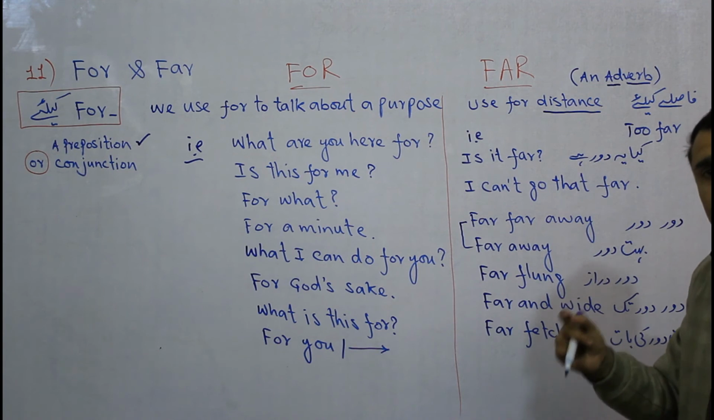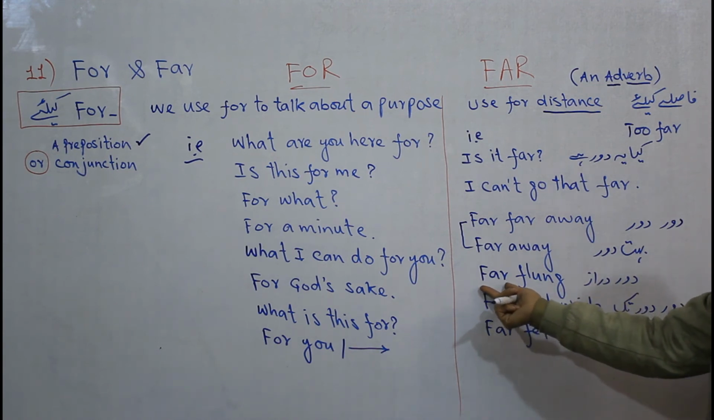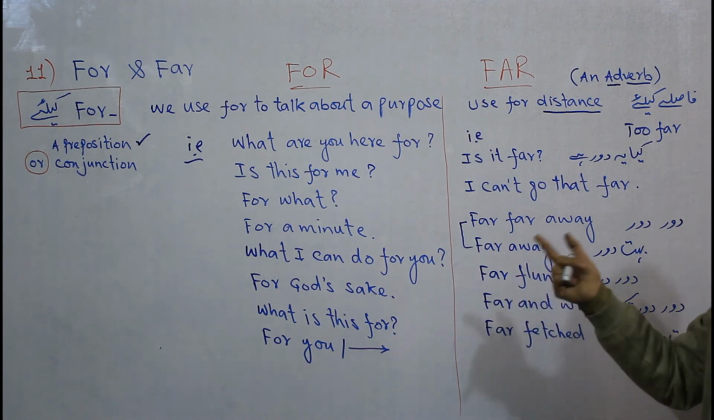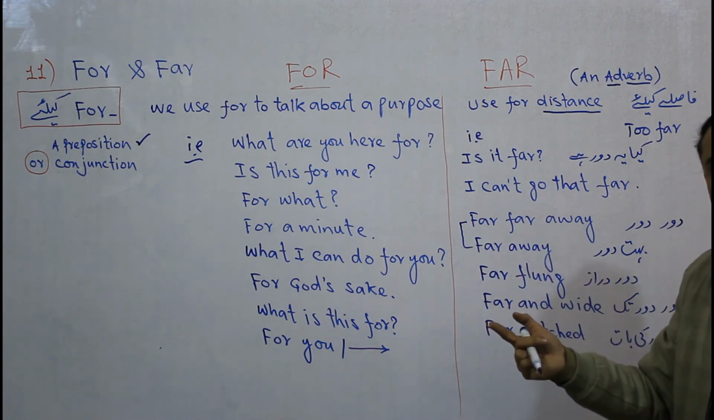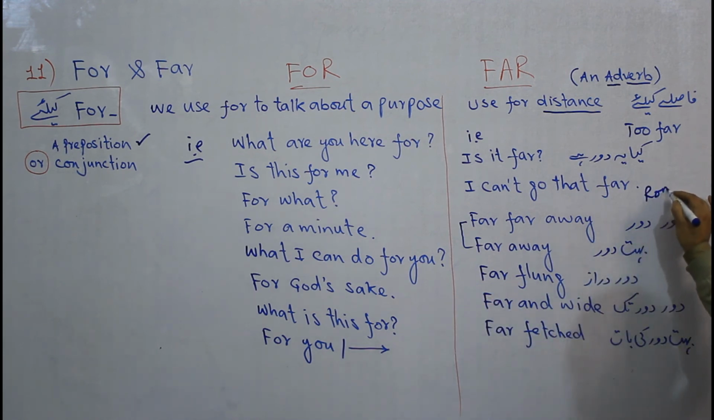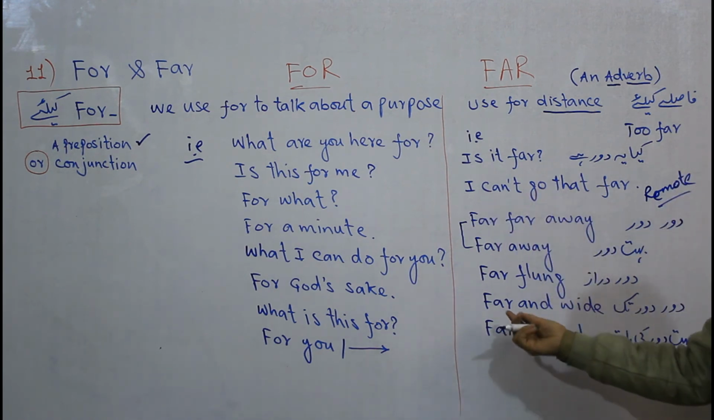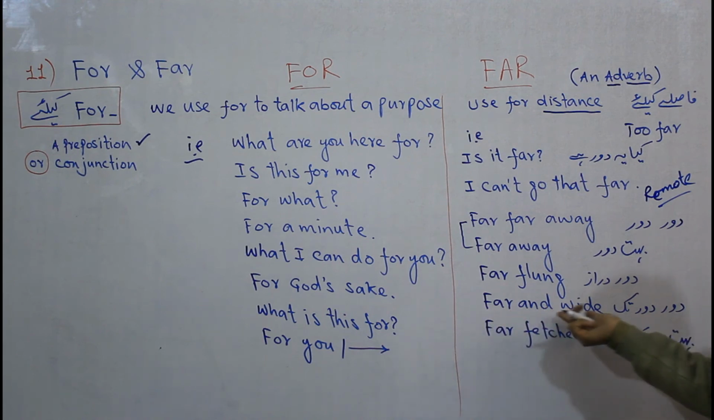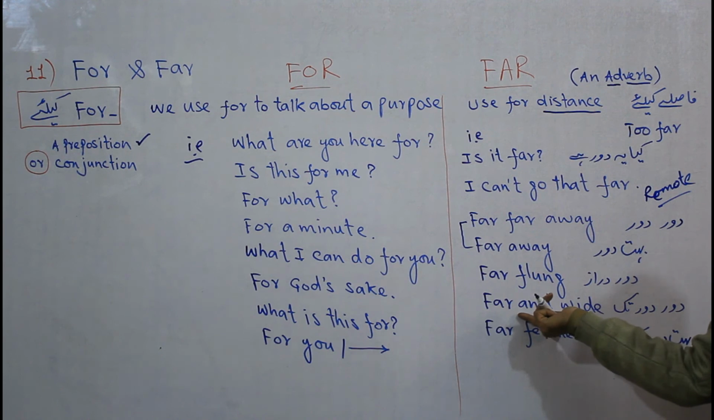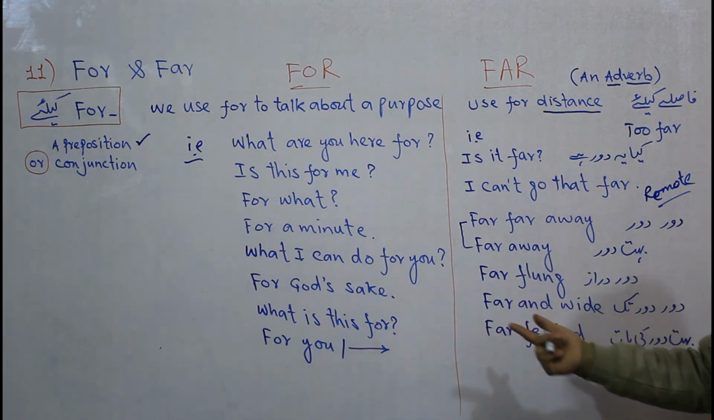It's not in my reach. It's far away. Far flung. The far flung areas. दूर दराज के इलाके. We often say the remote areas, जो बहुत दूर इलाके होते हैं. Far and wide. दूर दूर तक. I can't see anything far and wide. मैं बहुत दूर तक या दूर दूर तक कोई चीज नहीं देख सकता.